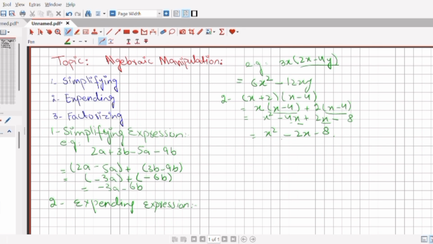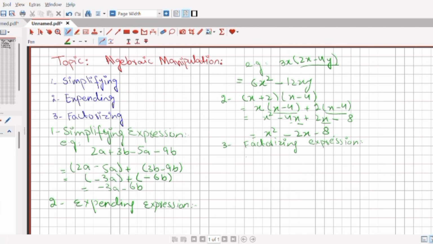Notice that in expanding an expression, we multiply each term inside the brackets so we can expand them. Third and the last one is factorizing an expression. We will learn how to factorize an expression. Basically, factorizing an expression is the reverse of expanding an expression. So we take out the greatest common factor.